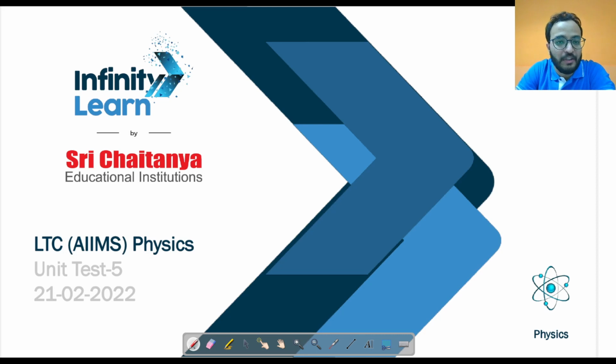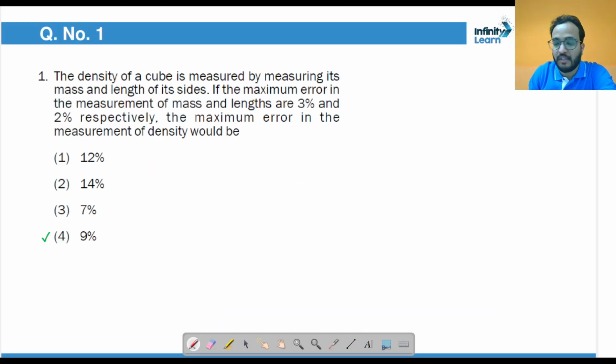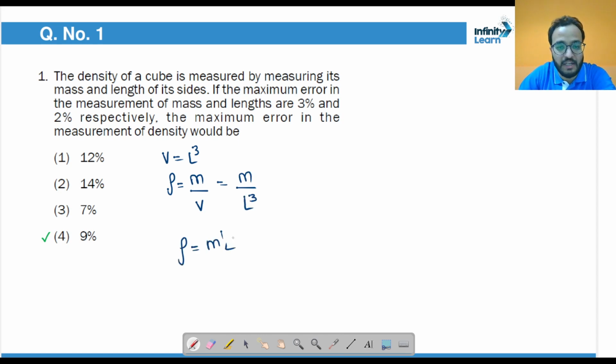Okay, so let's have a look into the first question. The density of a cube is measured by measuring its mass and length. What is a cube? The volume of the cube is L cube, right? Density is mass per unit volume, that is mass upon L cube. So density is M L to the power minus 3, right? We can write like this.